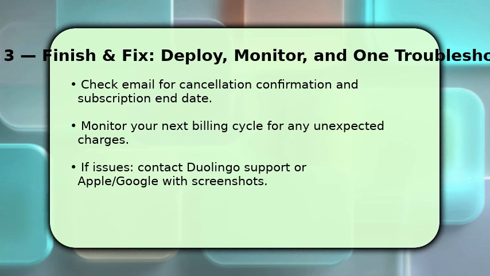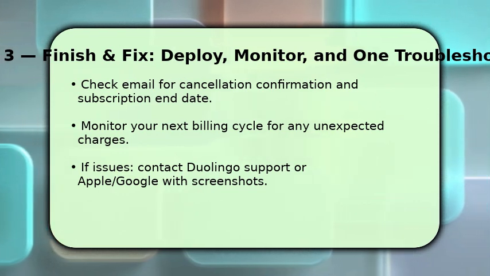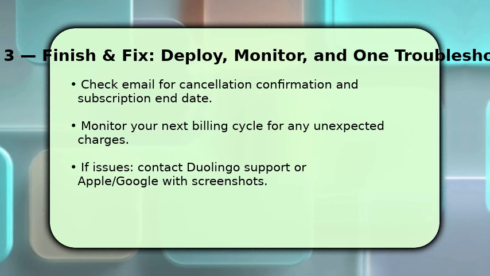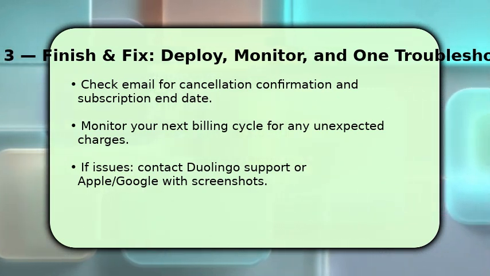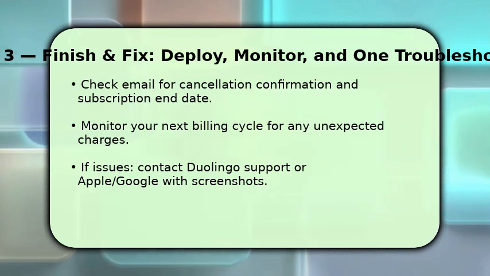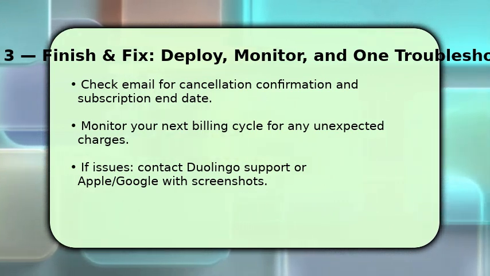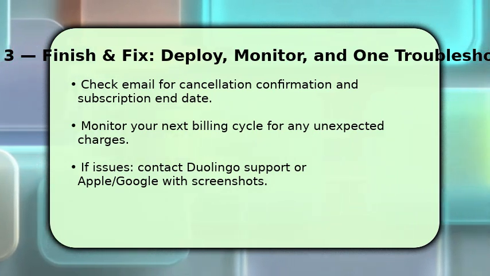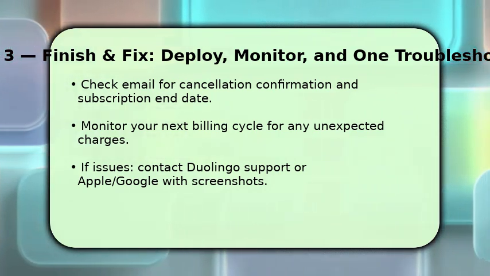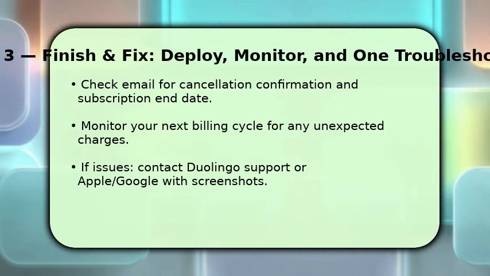Make sure you still have access until that date, and then watch the next billing cycle to ensure no new charges appear. If you see an unexpected charge, keep your receipt and the screenshots you saved. Contact Duolingo support directly if they billed you, or reach out to Apple or Google support if they handled payment. If things go wrong, escalate with screenshots and exact timestamps.